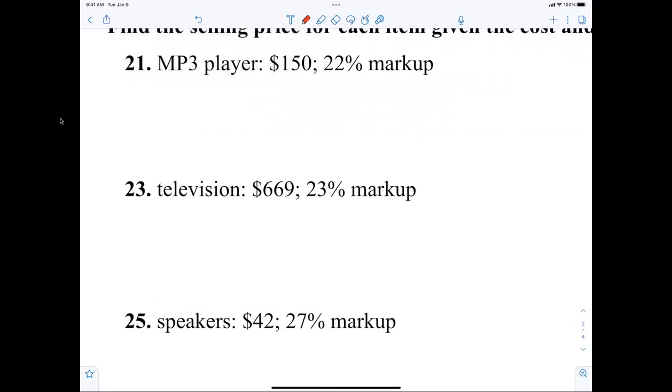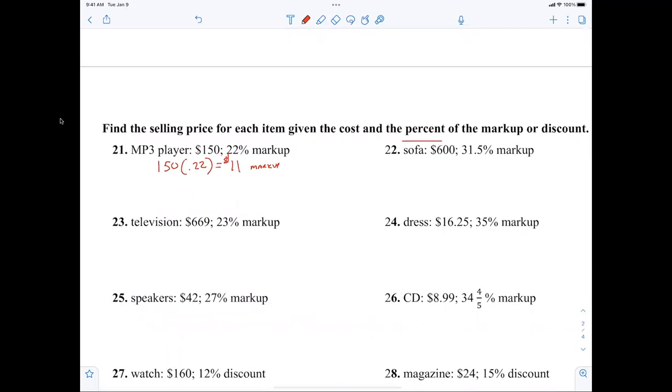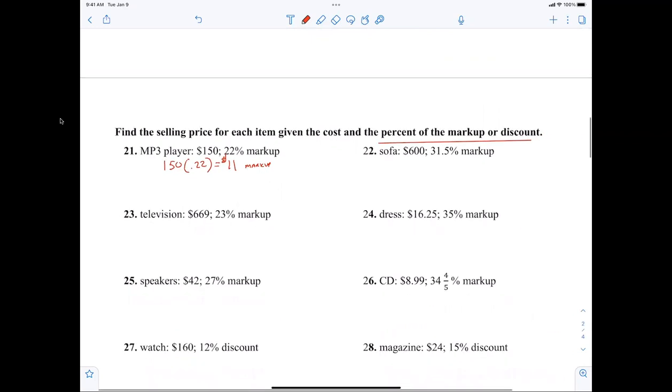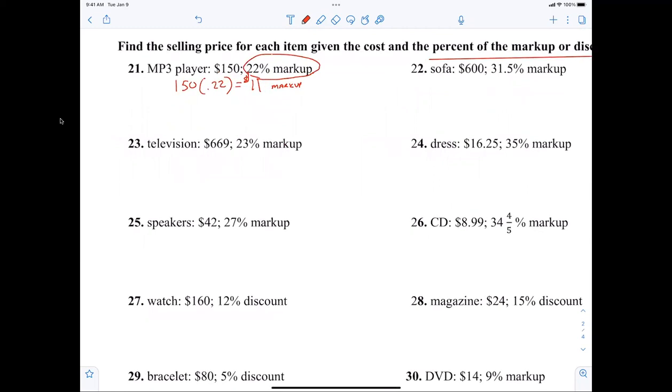All right. 150 times 0.22. What is that? Exactly 11. Anybody else get $11? Now, why did she do that? Because it says in the problem, find the selling price and the percent of the markup or the discount. That doesn't make sense. We already had a 22%. All right, so I've got to correct that.